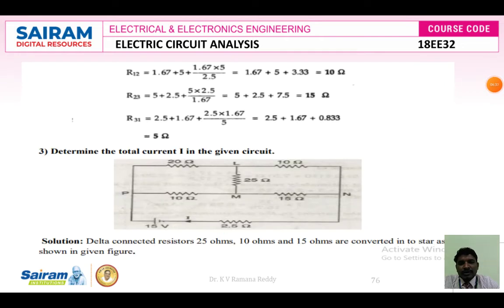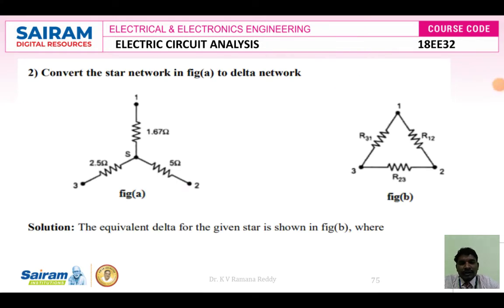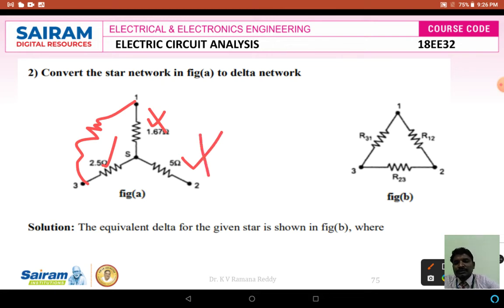If it is divided by 1.67, then the simplified answer is equal to 15 ohms. Then what is the value of R31? The value of R31 is nothing but the resistance offered between terminal 3 and 1. So again 3 to 1, the value is 2.5 into 1.67 plus 1.67 into 5 plus 5 into 2.5. So its value is equal to R31.